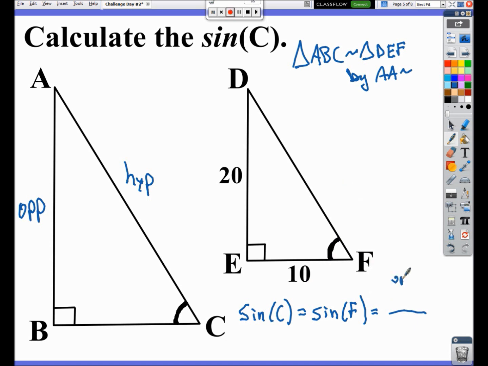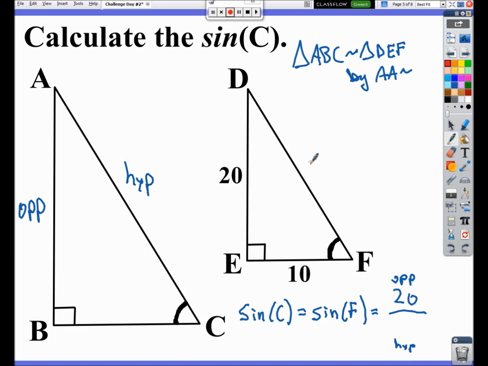So we need to know what is the opposite side and what is the hypotenuse in the smaller triangle. So the opposite side, sweet, that's 20. The hypotenuse is not known, but we know two sides of this triangle. So how could we get the third side of a right triangle if we know two sides? Did you say Pythagorean theorem? Because I think I heard you say Pythagorean theorem.